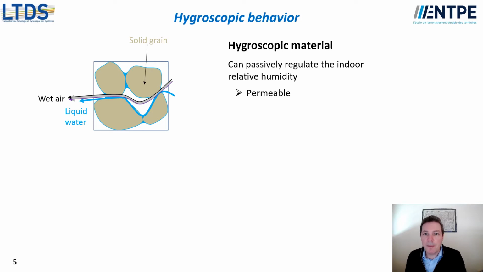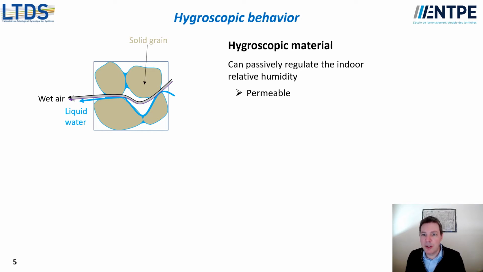So first, earth is a hygroscopic material. One definition can be that this material can passively regulate the indoor relative humidity, which is very important in order to improve the indoor air quality. For that purpose, the material should be permeable in order to allow exchange between the indoor atmosphere and the material. And thanks to its network of macropores, earth materials are very permeable. For example, the permeability to vapor of earth material is 10 to 100 times higher than that of concrete.